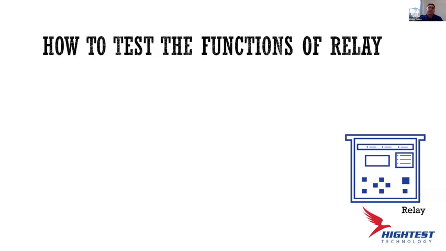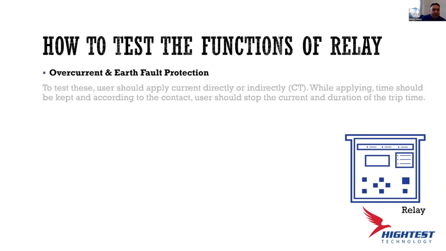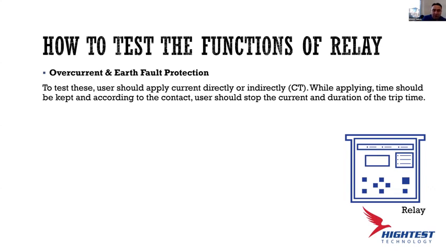So how do we test the functions of the relay? Overcurrent and earth fault protection. To test these, users should apply current directly or indirectly, while keeping the time during application, and according to the contact, the user should stop the current and record the duration of the trip time.